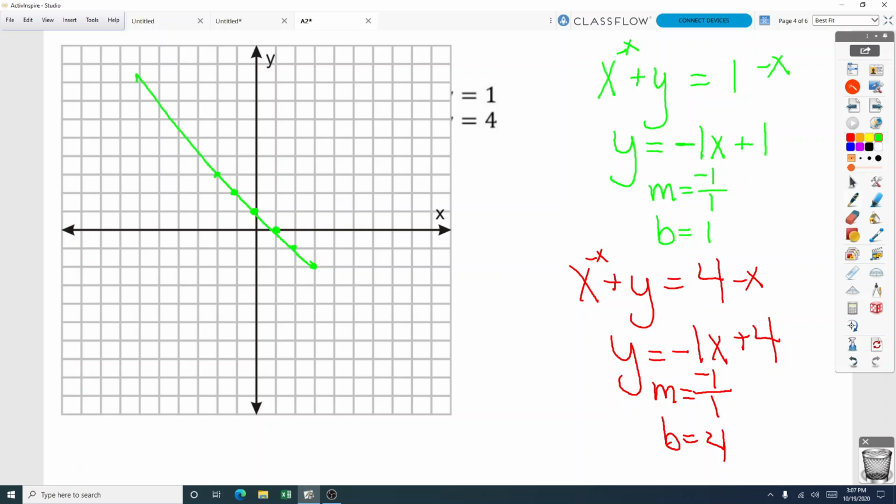Very, very straight. See, that was straighter than the last one. Yeah, I know. Sometimes I'm really good, sometimes I'm really bad.